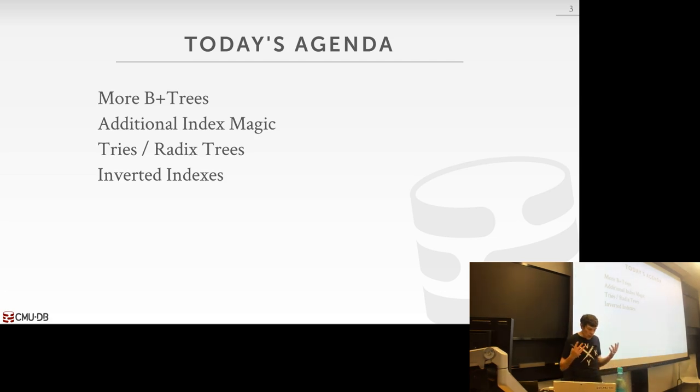I'm not going to teach you how they work. We have courses here at CMU that can do that. This is just so you know that these things actually exist. So when you go out in the real world and you realize that the thing you want to index can't be indexed in a B+ tree, you want to use one of these inverted indexes.